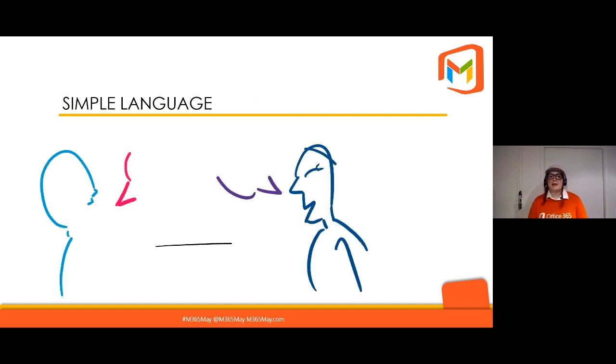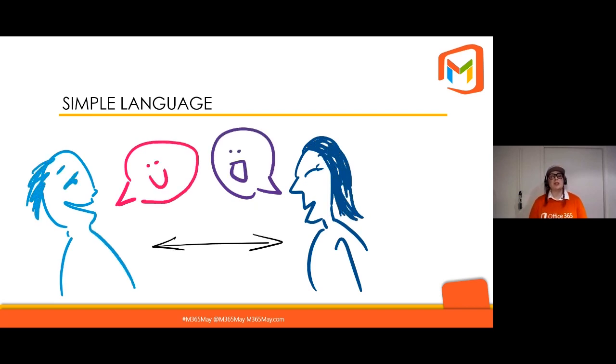The next thing to think about is simple language. Just because you're talking about something technical doesn't mean your language needs to be technical. And while you might have a specific audience in mind, at least think about the newcomer in that audience who might not have all of the information. Great advice is to write for a 12-year-old.